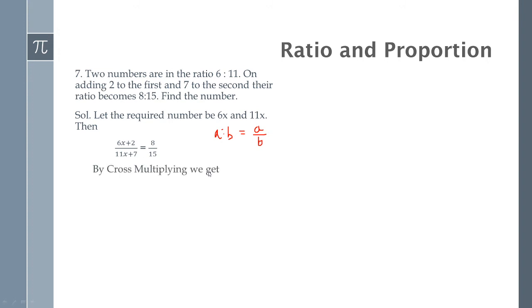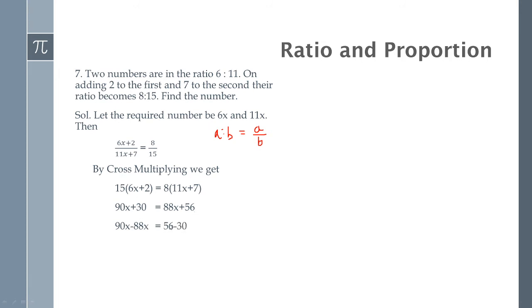Now by cross multiplying we get 15 into 6x plus 2 is equal to 8 into 11x plus 7. So 15 into 6 is 90x plus 15 into 2 is 30 is equal to 8 into 11 is 88x plus 8 into 7 is 56.